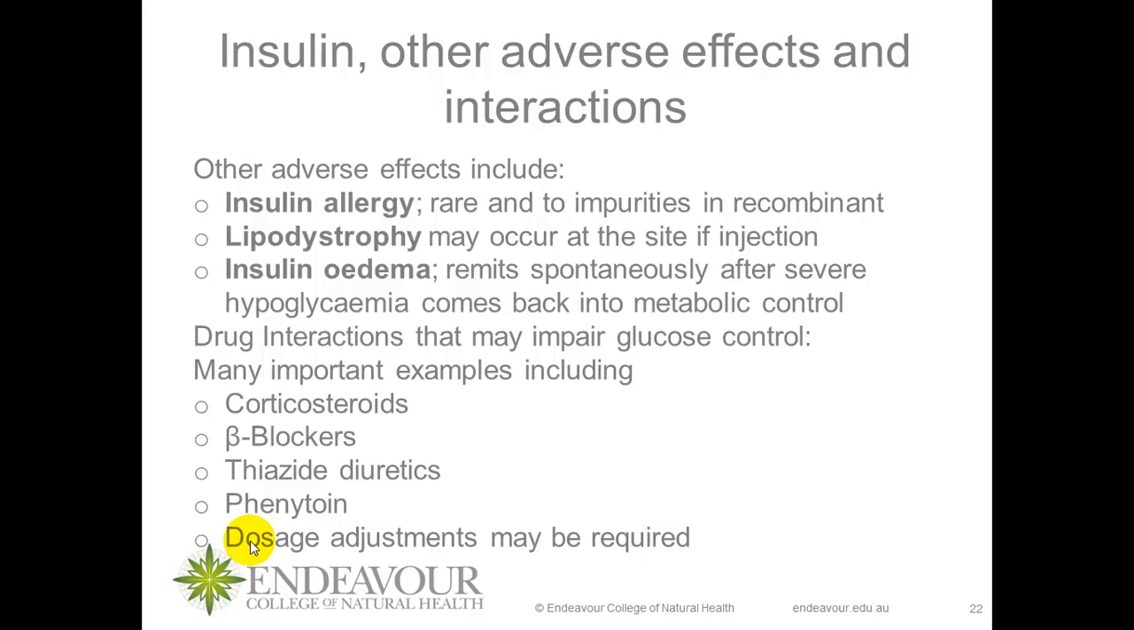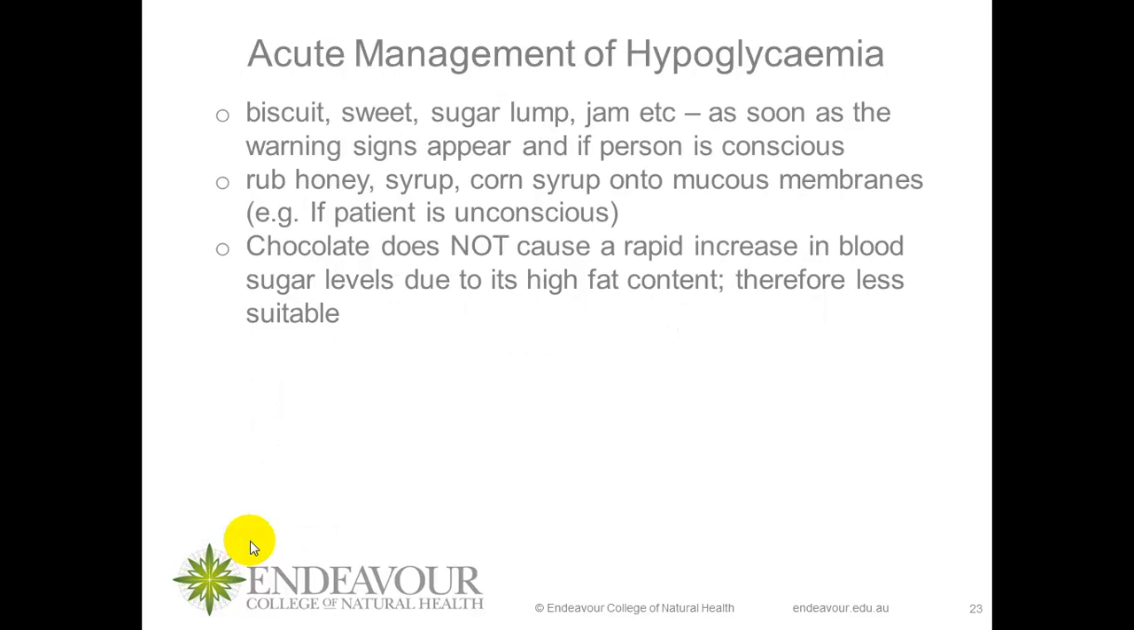There are many drugs that through their interactions might impair glucose control, and so if a person is on glucocorticosteroids, beta blockers, thiazide diuretics, or phenytoin, an anti-epileptic medication, they may show changes in glucose control, and this may require dosage adjustments of either the interacting drug or their insulin.